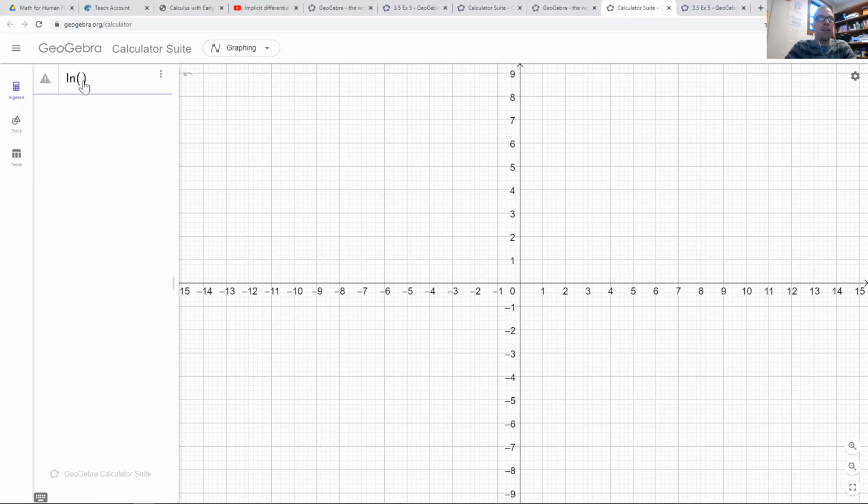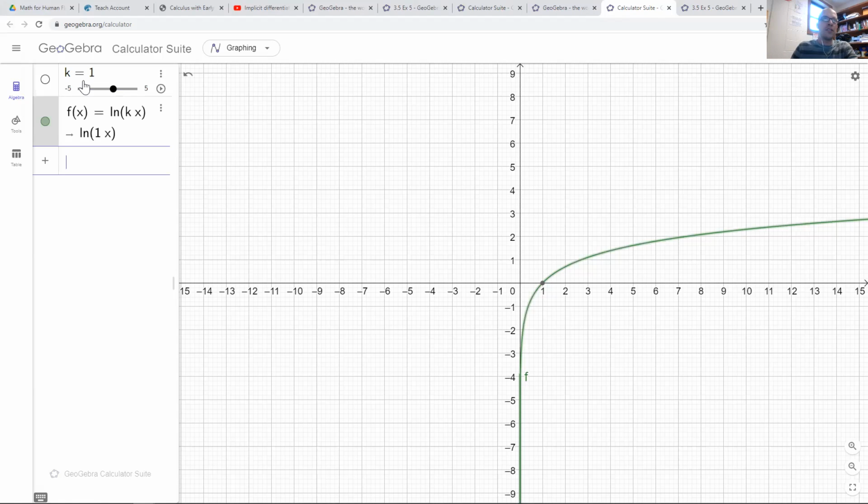The ln of k times x should make k as a slider. Excellent. Here's just the normal ln of x, but changing the k on the inside. By laws of logarithms, this is equal to ln of k, which is 1 right now, plus the ln of x.